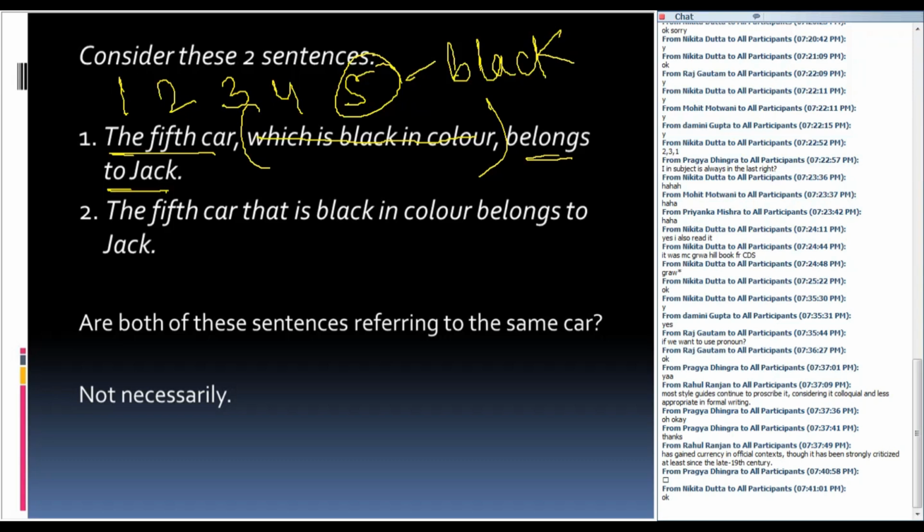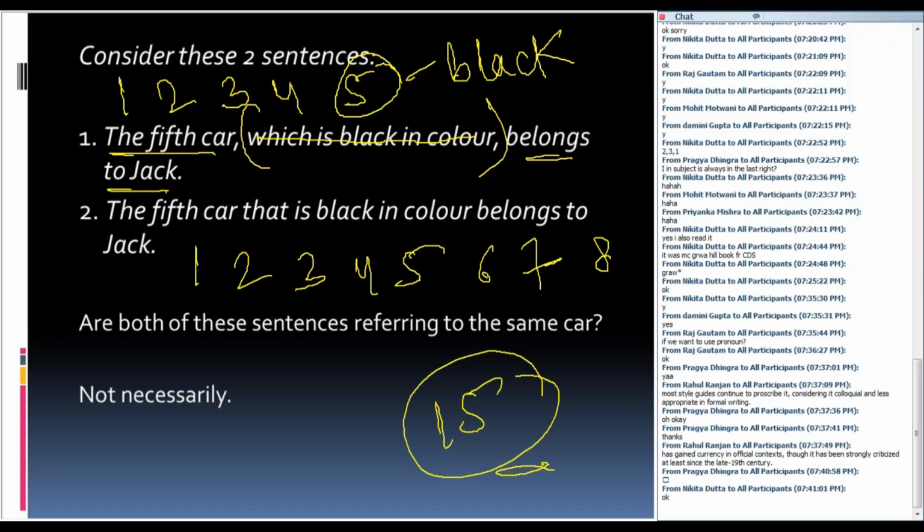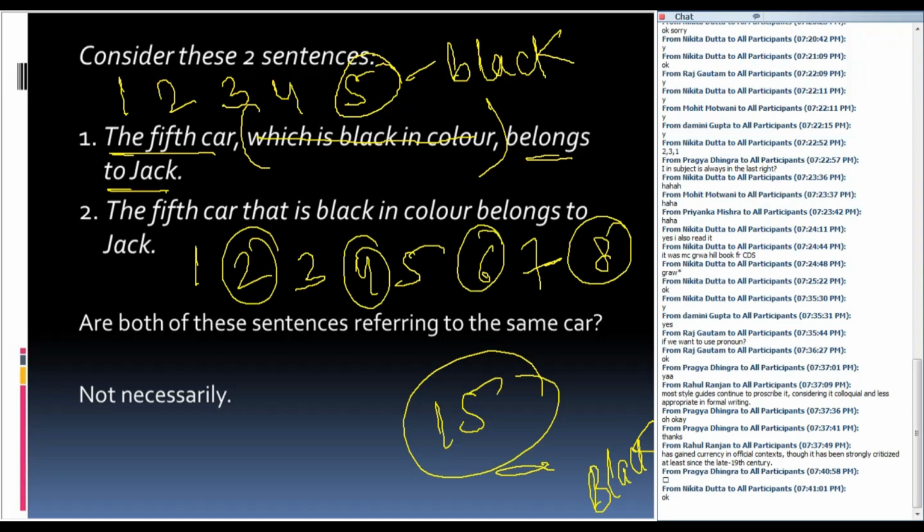But when you look at sentence number 2, the fifth car that is black in color belongs to Jack. That means that it is the fifth black car. So it is absolutely possible that this fifth black car is at position number 15. Position number 15 is a black car, and before this, there were 4 cars that were black. These 4 cars that are in the circle were black, and the fifth black car is the 15th car. So these two are not the same cars. In both these sentences, we may be talking about different cars. Did you understand?